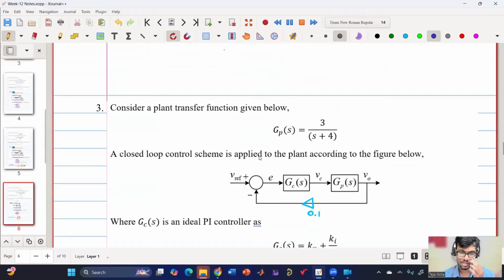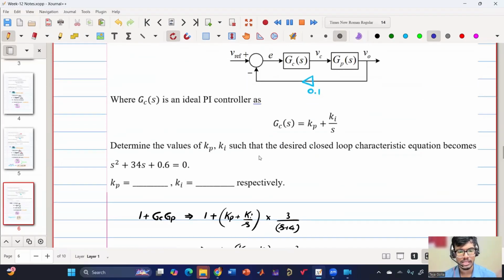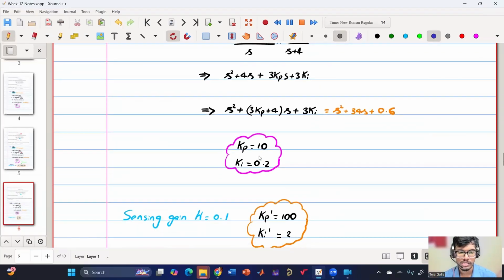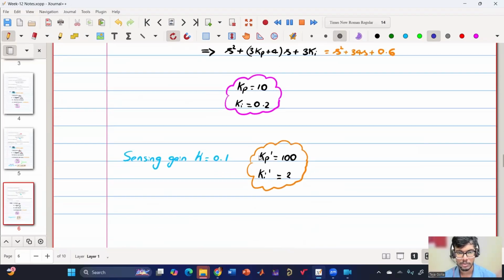Similarly, we have considered another first order system and designed the PI controller, and done the same thing. And then if there is any sensing gain of 0.1, we have to divide by 0.1. So the gains will be multiplied by 10.